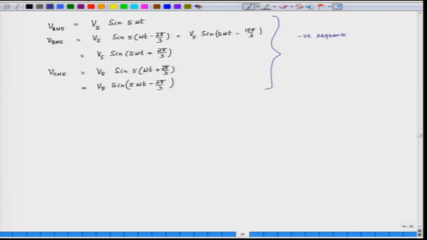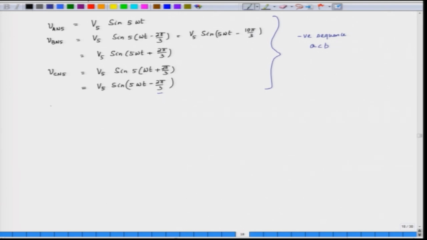So, it means the phase sequence here is A. After that, lagging phase A is not phase B, lagging phase A is C, because phase C is lagging behind phase A by 2 pi by 3 here. So, this is A, C and then B. So, the phase sequence of the fifth harmonic is A C B. What about the seventh harmonic?